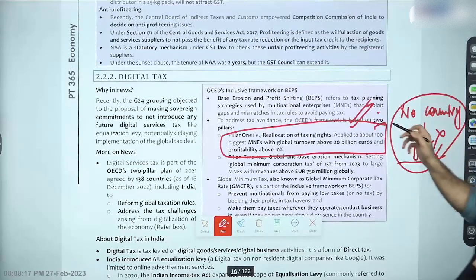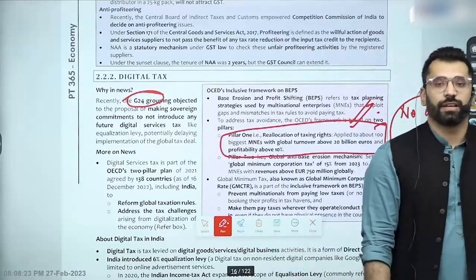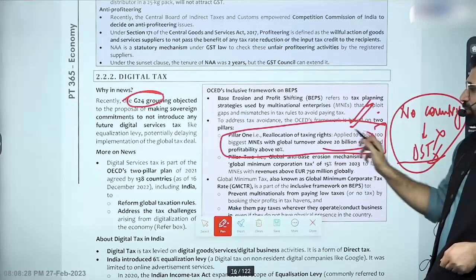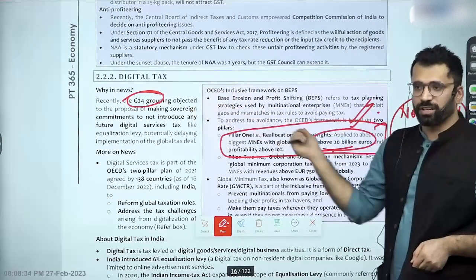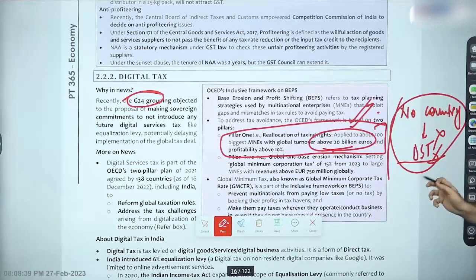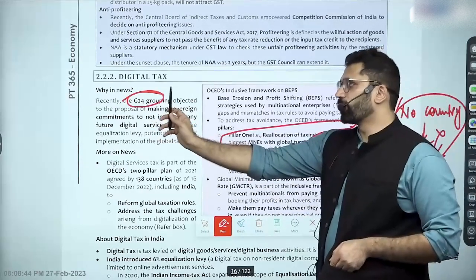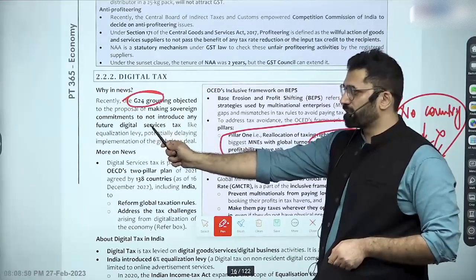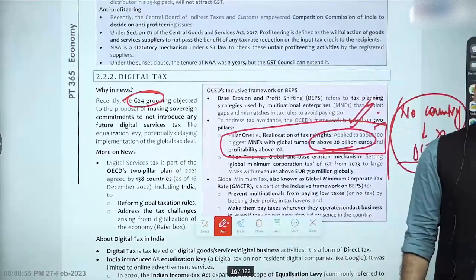This is why India, along with like-minded countries, has formed a group called G24, saying that this is a loss of sovereignty. Because the whole idea is that you are going to take it from a very small number of companies. So we will lose a substantial amount of revenue, because that much revenue will not come from India, so we will not get that tax. And you are asking us to not take any form of digital service tax. This is why India, along with like-minded countries, has formed the grouping G24, objecting to the proposal of making sovereign commitments to not introduce any future digital service tax like the equalization levy, on implementation of the global tax deal. This is the global tax deal.